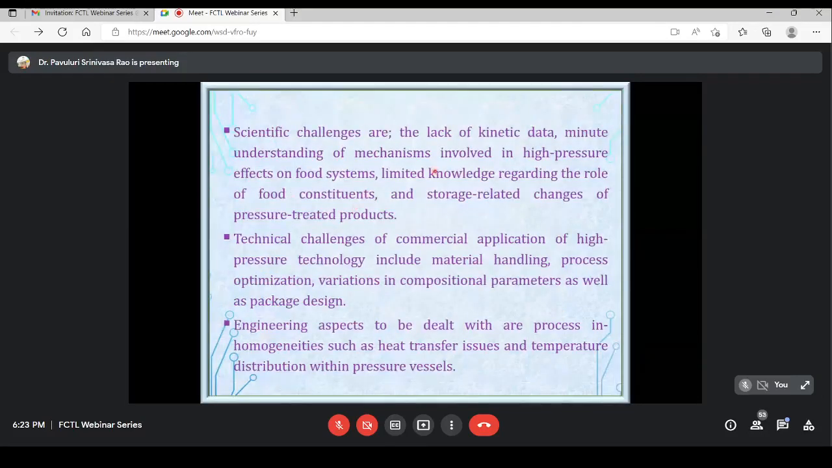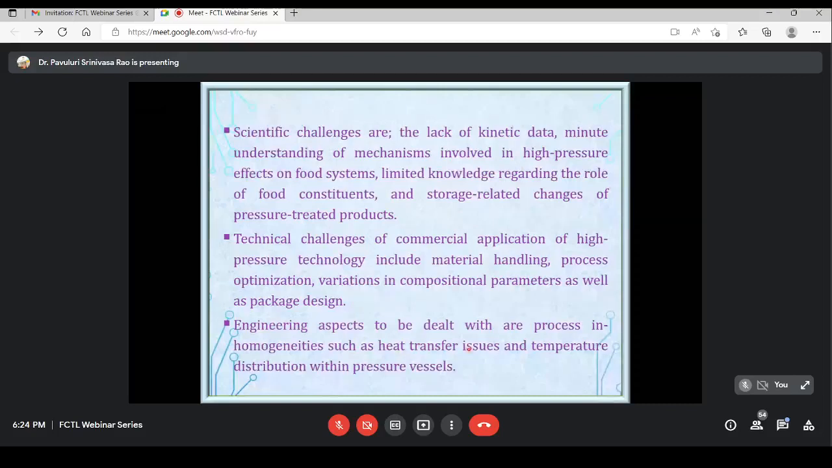Some of the scientific challenges are lack of kinetic data, which I already mentioned, a minute understanding of the mechanisms involving the high pressure effects on food systems, and limited knowledge on the role of food constituents, and storage related changes in pressure treated products. And technical challenges of commercial applications of high pressure technology include material handling, process optimization, variations in the compositional parameters, as well as the package design, which is very, very crucial.